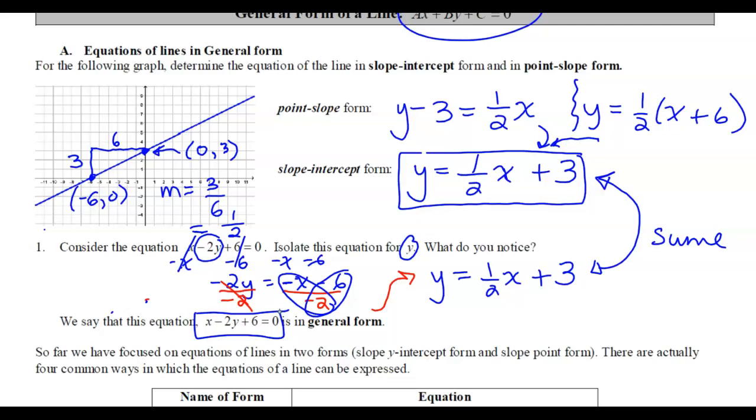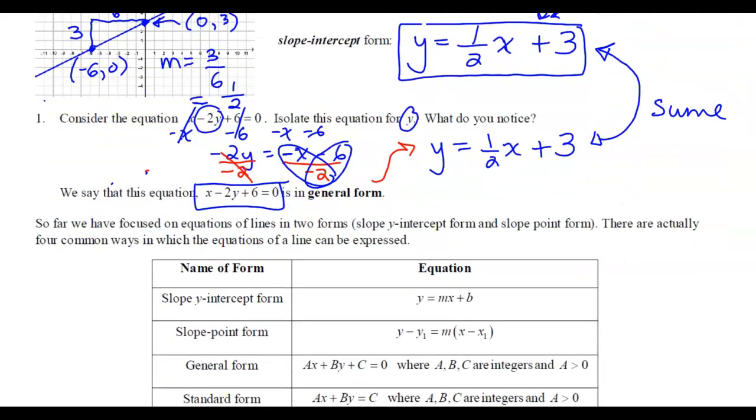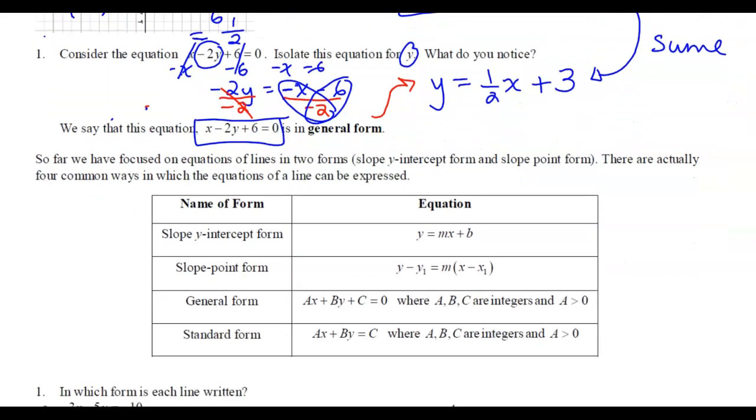So in this chart here, okay, we listed all the forms. So slope y-intercept form, slope point form, general form, and there's another form called standard form. Most times you might be given it in that form, but we don't often say express in standard form. It just has the constant term by itself on one side, okay?